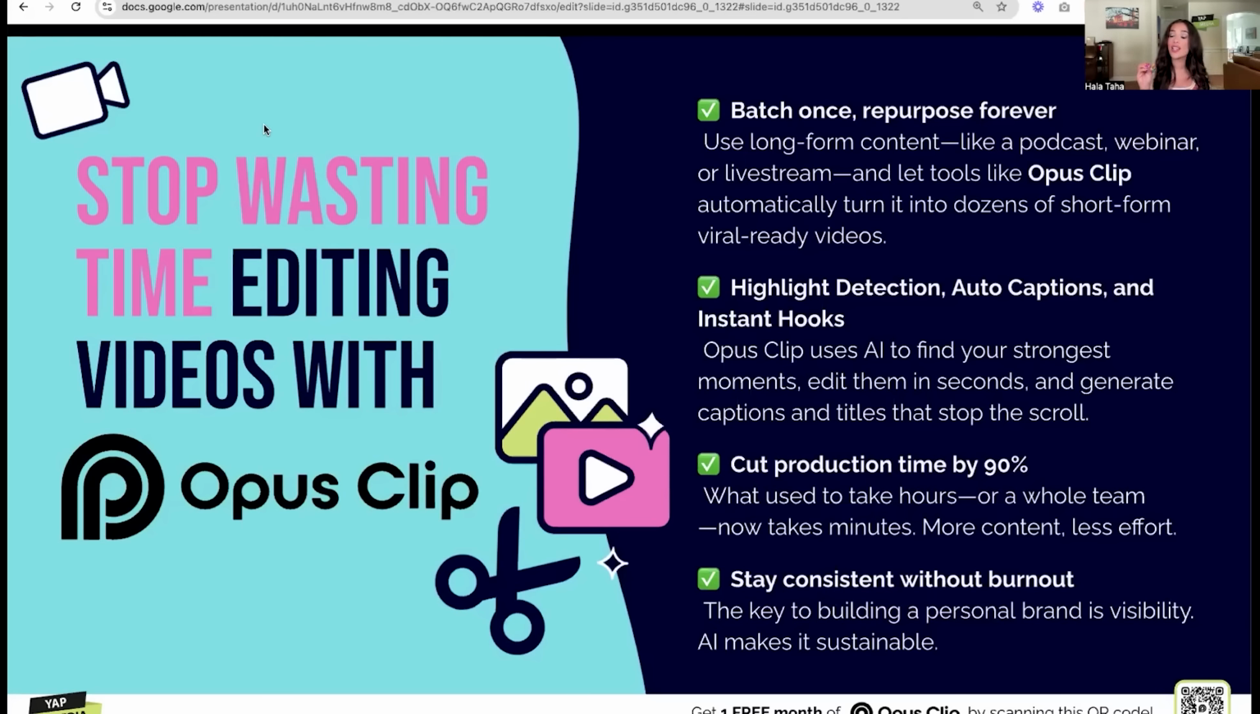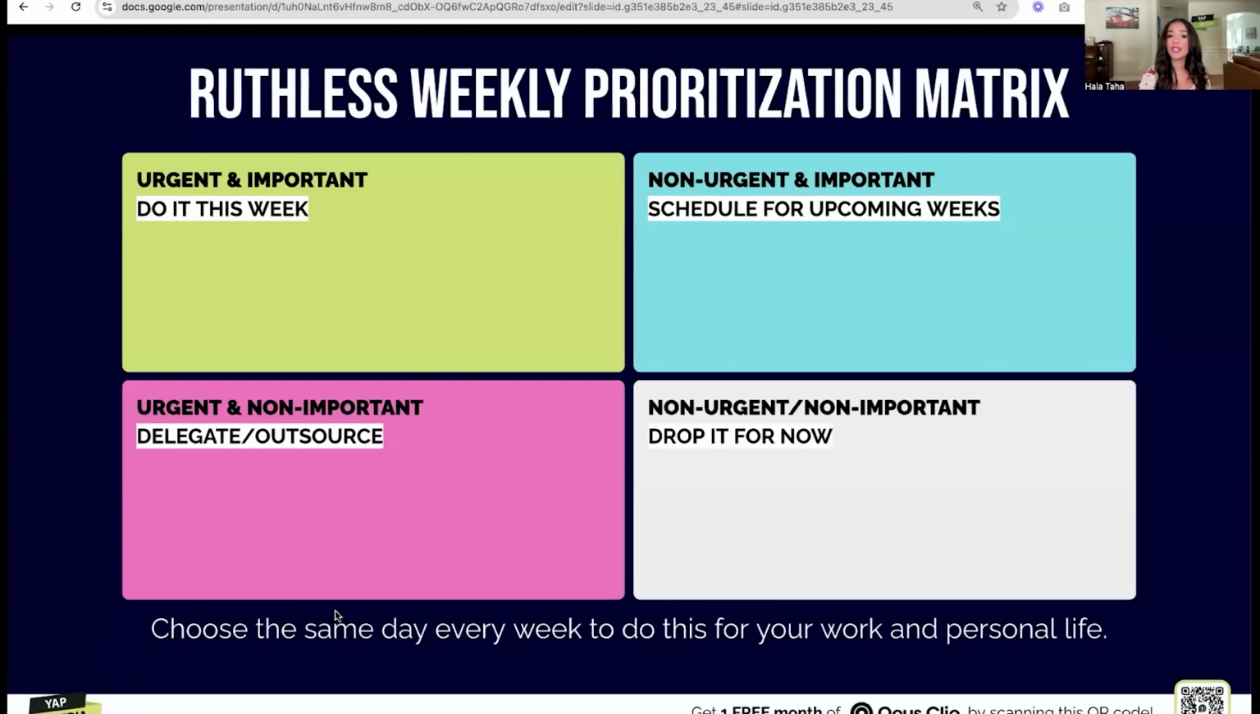Okay, so we're getting to the end of the presentation. I've got a couple more tools. These are some free gifts that we're also giving out. This is something that I use every single week at YAP Media. It's called a weekly prioritization matrix. This is a way for you to take everything that you need to do and categorize it so that you know what to work on in the week.